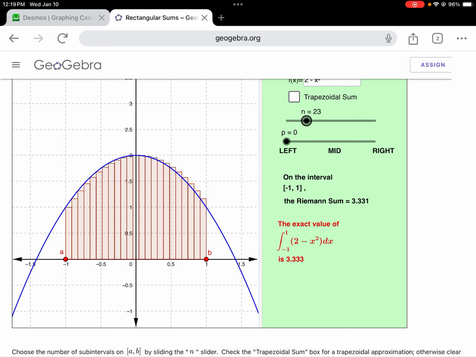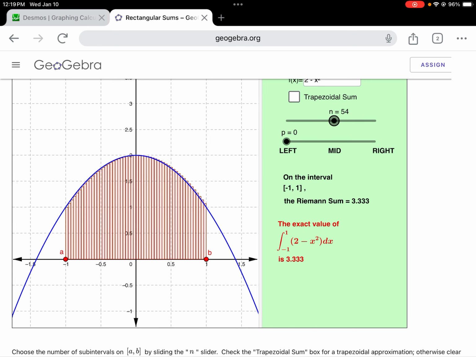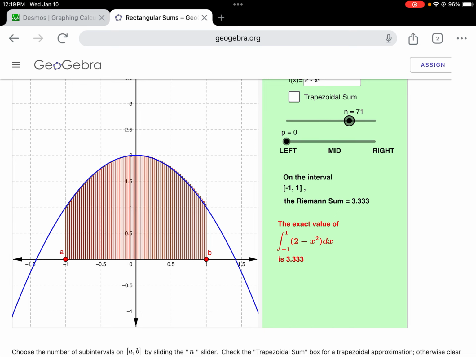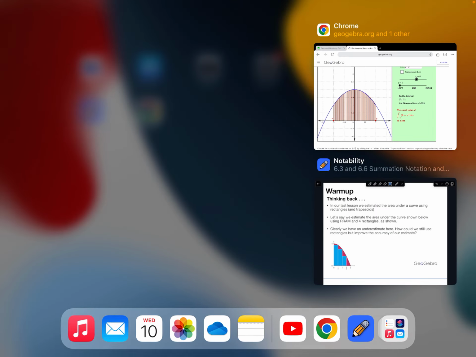Well, if I continue to use more and more rectangles, you can see on the image here that because we're using more smaller width rectangles, we're able to fill in that area a little bit better, a little bit more precise. And as I increase the number of rectangles, we've already hit that true value, or it's so close that this calculator can't determine the difference between the two. So this was supposed to show you that if we increase the number of rectangles we use in our approximation, we're going to get a better estimate of the true area under that curve.